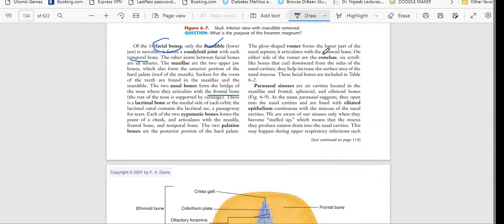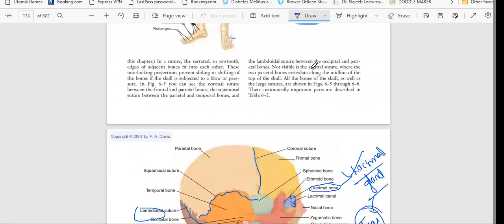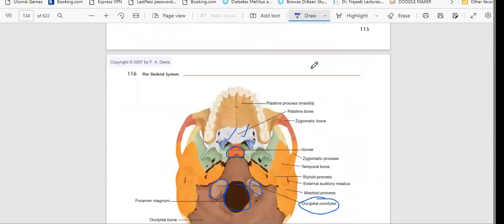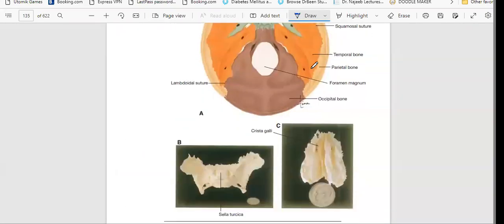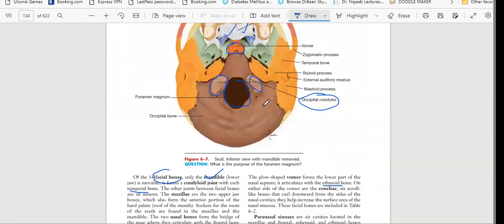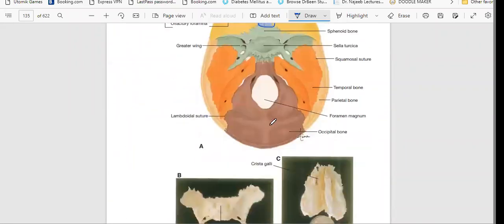It articulates with the ethmoid bone. On either side of the vomer are called the concave. So it will connect with the ethmoid bones. Ethmoid bones we saw in the last skull chapter. Okay, this is the ethmoid bone. So basically the vomer bone is connected to the ethmoid bone.